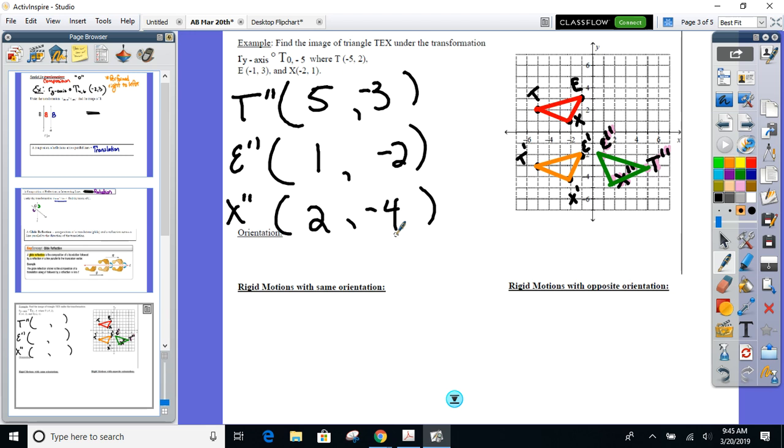Good? Any issues there? All right, next part here, orientation. I remember we did those as freshmen. No, total different orientation here.